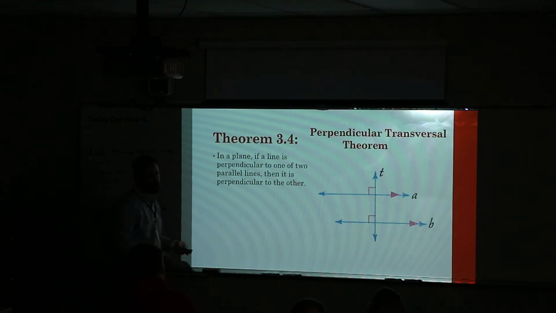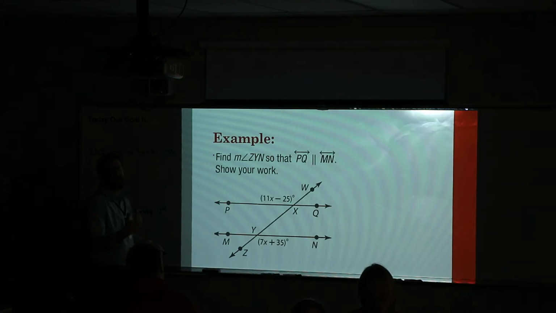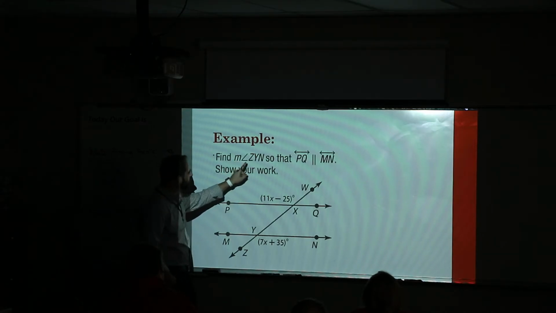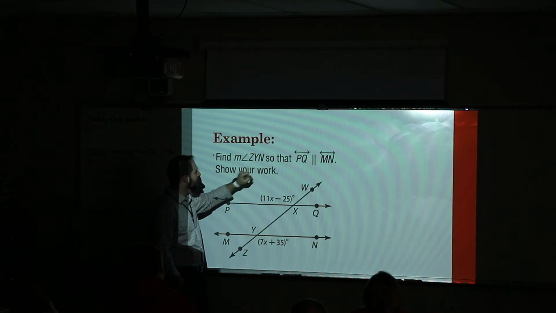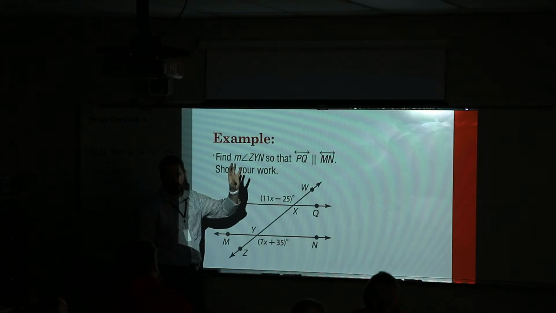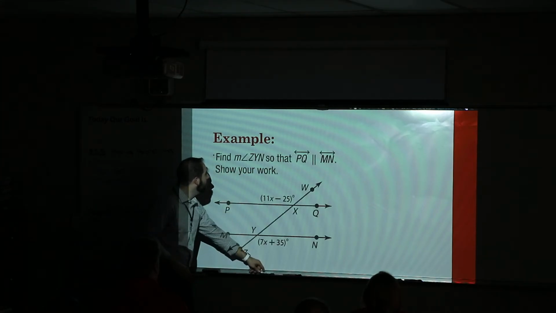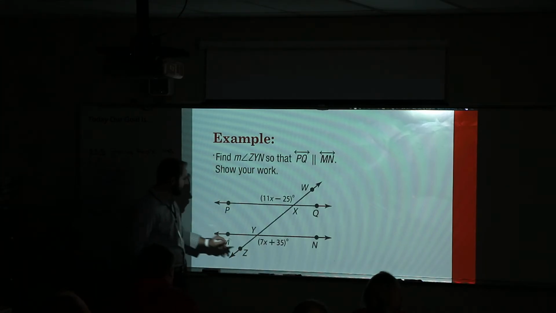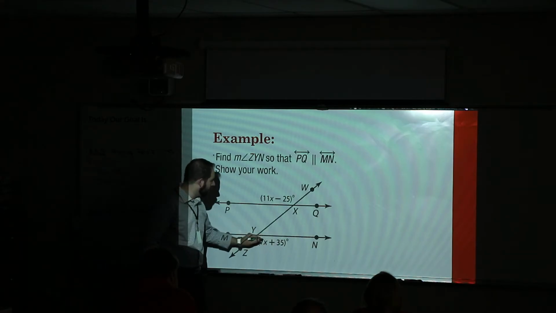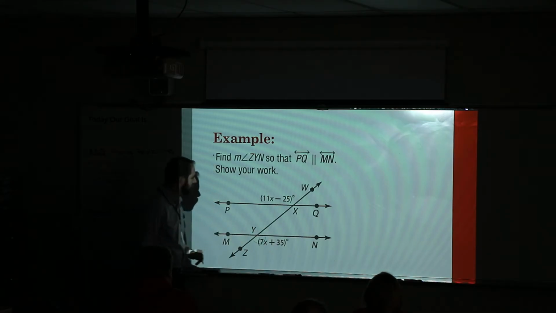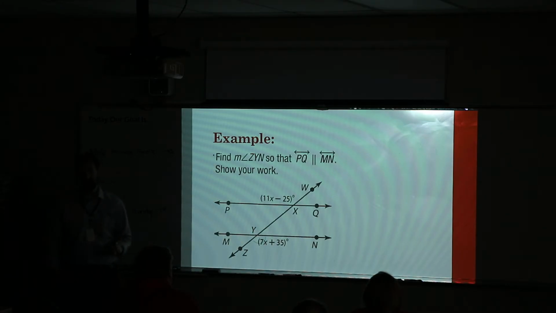So let's go through an example or two. We're going to start with the algebra problems. Okay, so we want to find a certain angle in this picture. The angle we're trying to find is the measure of this angle here, angle ZYN. ZYN, the middle letter is the important one. So ZYN, where's Z at? Z is here, ZYN. So we want to find this angle right here. That is the goal of this problem.